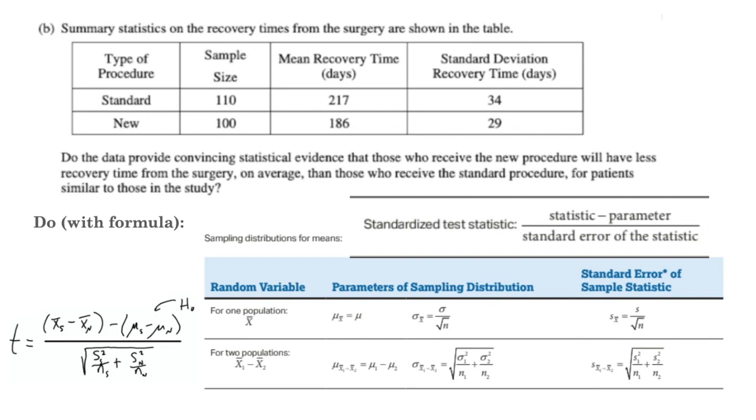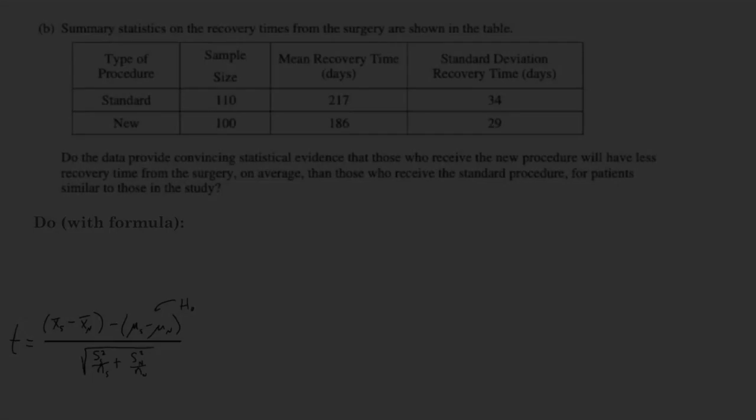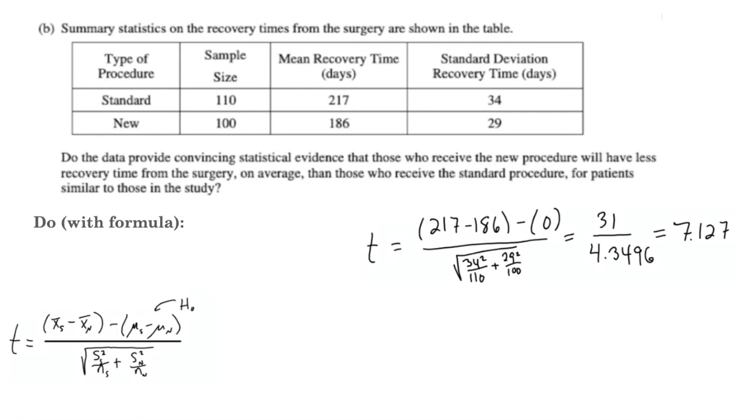Okay, so t equals statistic minus parameter divided by standard error of the statistic. So I plugged in all the pieces. I put all the pieces together to get my specific formula that I'm going to plug into. So x bar minus x bar is 217 minus 186. I'm subtracting 0 because that's the difference from the null hypothesis. Remember, the null hypothesis was that the difference was 0. Then I'm going to divide by the standard error with those numbers that I was given plugged in, 34 and 29 for the standard deviations, and then 110 and 100 for the sample sizes. And if I type that into a calculator, I get 7.127 as my t.